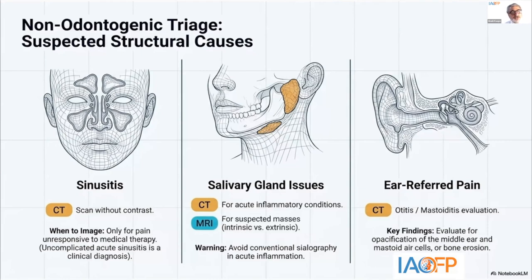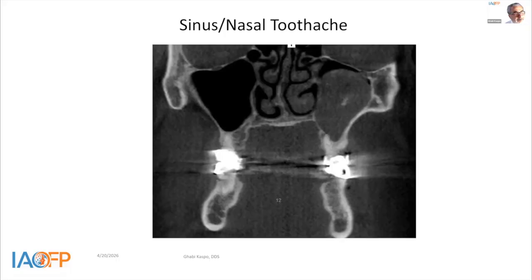So again, we have to really look at the patient's symptoms and decide what we need to order. This patient is about 50 years old, white female, presented to me with pain on the left side maxilla. I took my CBCT scan and I saw this large cyst in the left maxillary sinus.